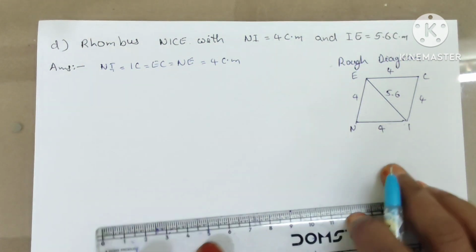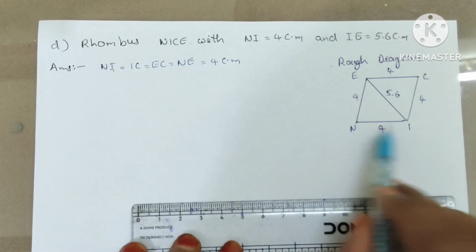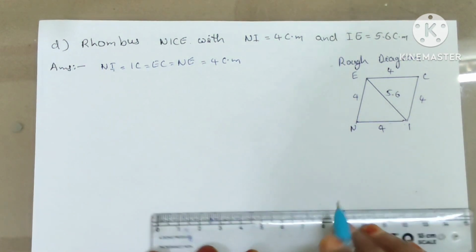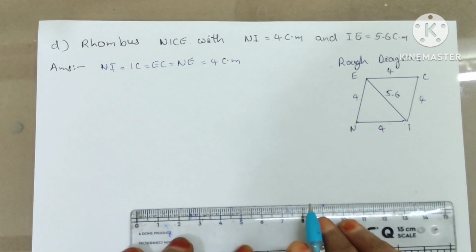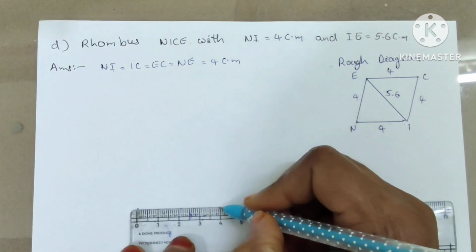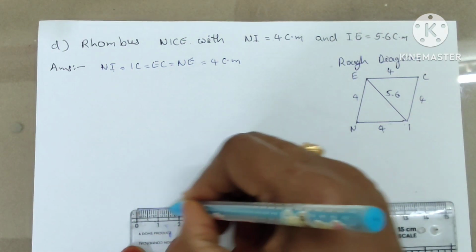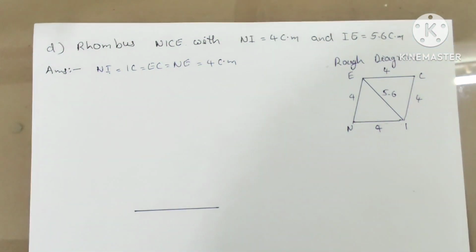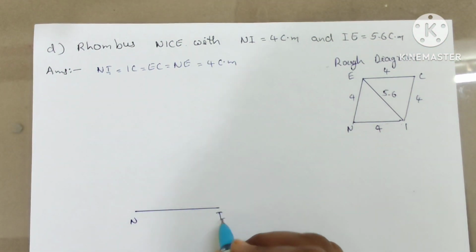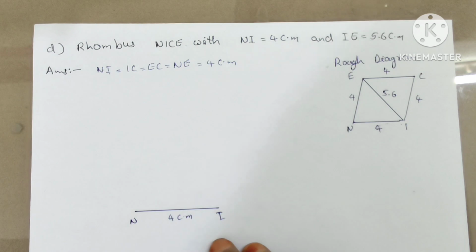Now first we draw the NI line segment. Here NI is equal to 4 centimeters. Here 0 to 4, draw the line segment NI. Name it NI, 4 centimeters. Now this is the first NI line segment.